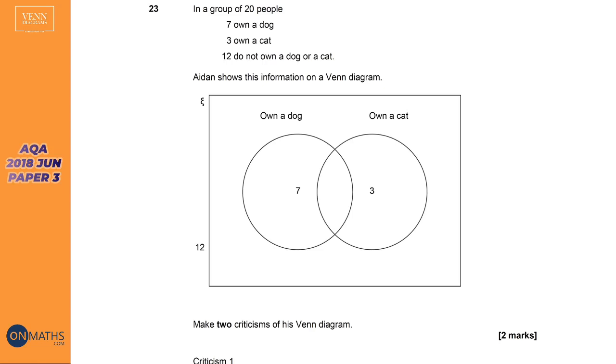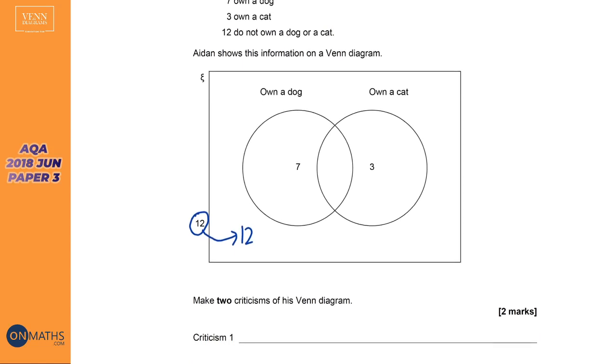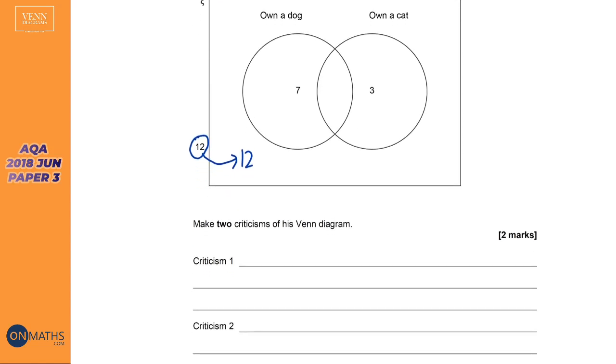And the first thing that jumps out immediately is that this 12 here is outside that rectangle, and as I said in the previous question, it needs to be inside the rectangle. So something like the 12 should be inside the rectangle.